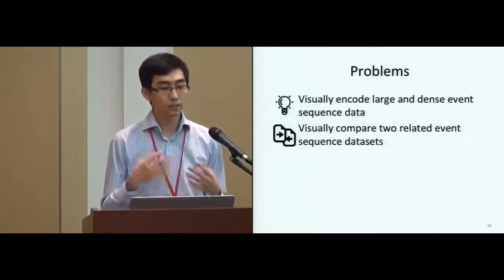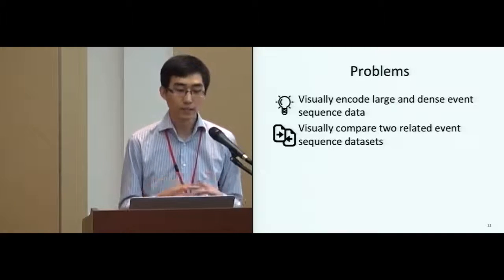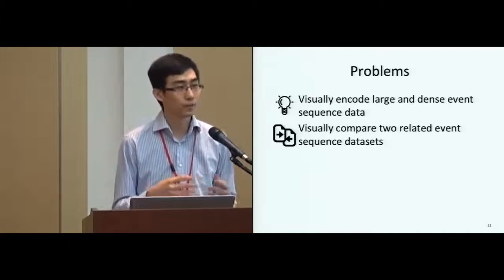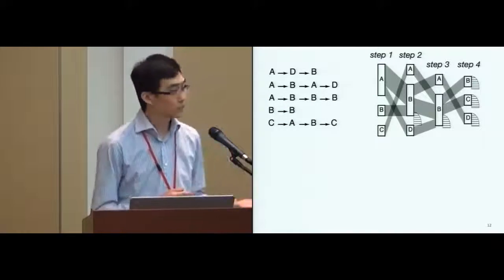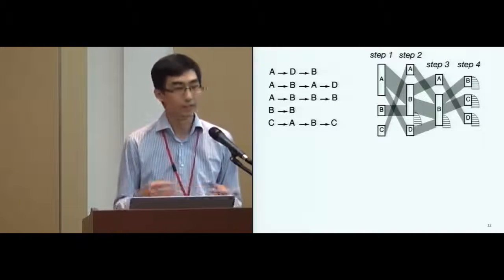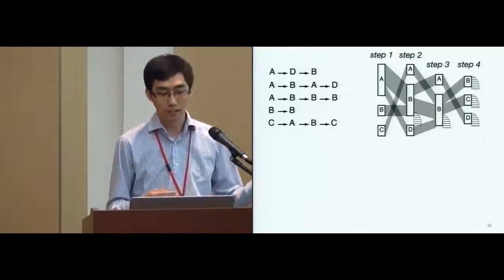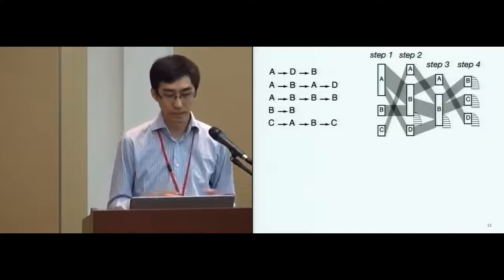So we have 2 problems to address today. The first one is how to visually encode large and dense event sequence data effectively. The other one is how to support visual comparison of 2 event sequence data sets in visualization. Let's look at the first one. Let's suppose we just have one simple event sequence data set, and its corresponding Sankey diagram is shown on the right. We notice that even for this simple data set, there are still many edge crossings.